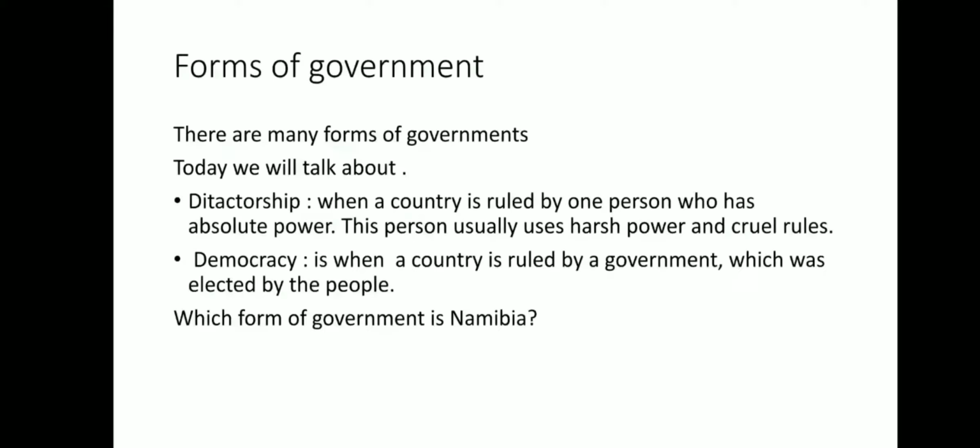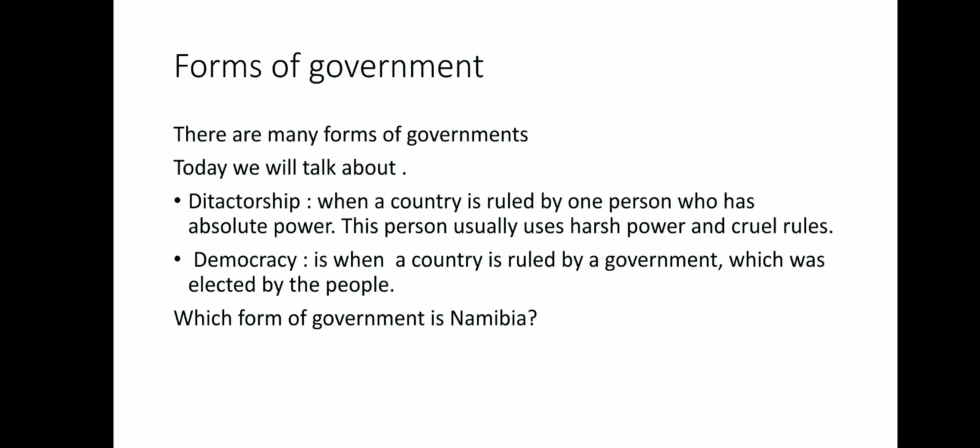Today's topic is forms of government. To start off, we'll look at two forms of government that we'll be discussing today, and that's dictatorship and democracy. Now, what is dictatorship? Dictatorship is when a country is ruled by one person who has absolute power. This person usually uses harsh power and cruel rules.